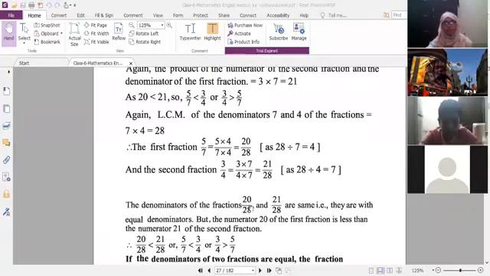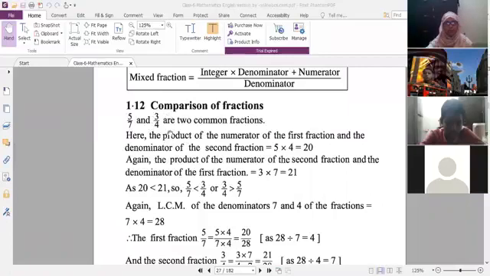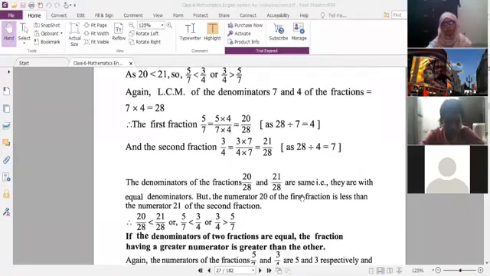The denominators of the fractions 20 by 28 and 21 by 28 are the same. They are with equal denominators, but the numerators are 20 and 21. So the numerator 20 of the first fraction is less than the numerator 21 of the second fraction. So if the numerator is less, then we can easily say that 20 by 28 is less than 21 by 28. That means 5 by 7 is less than 3 by 4. Is that clear, everyone? Have you any question?